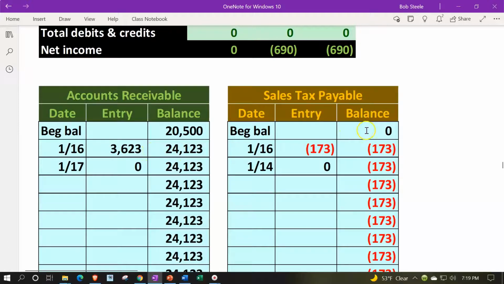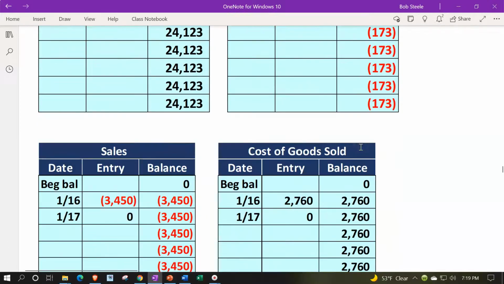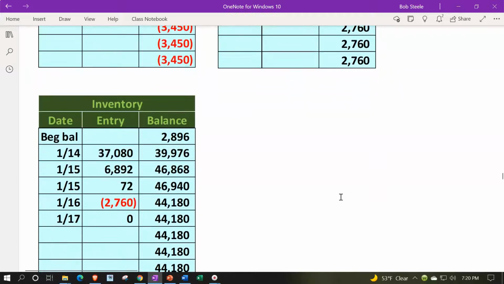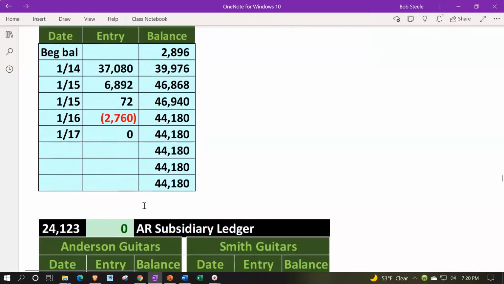The sales tax payable went up by 173, to 173. Sales was at 0, went up to 3,450. Cost of goods sold was at 0, went up to 2,760. Inventory was at 46,940. It went down by the 2,760 to 44,180.